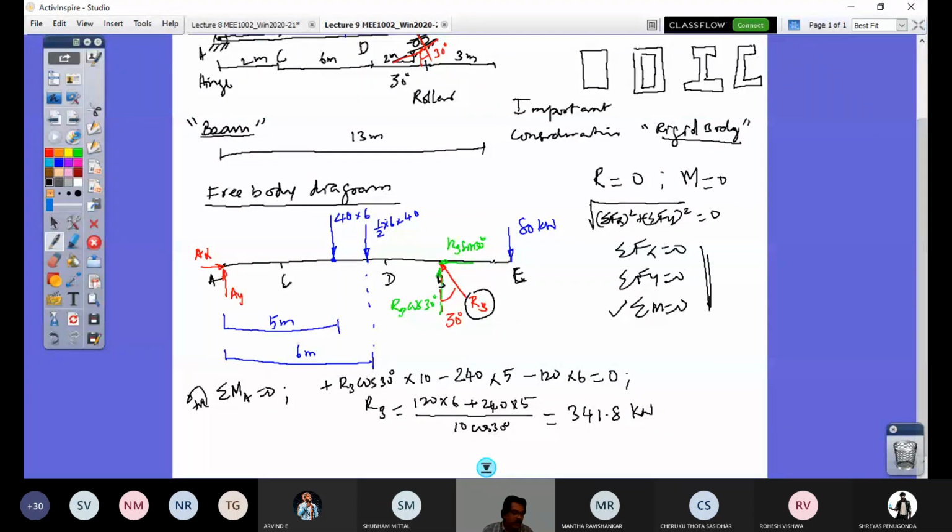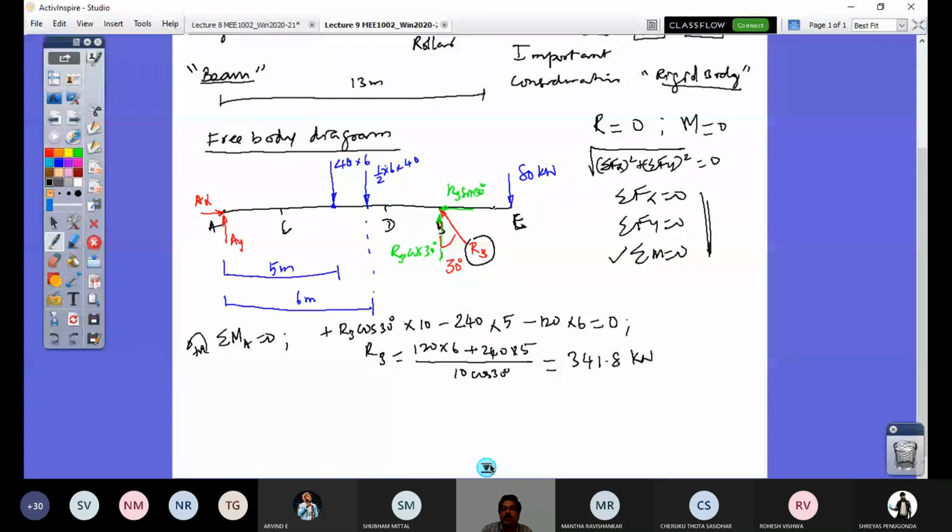The next question: what is the direction of this? It's 30 degrees to vertical, or 60 degrees to horizontal. This is my RB that is found from this equation. Now to find AX and AY, I can use the other two equations independently, solving them independently, because we first applied this moment equation. I know this horizontal component now, and I can solve for AX.